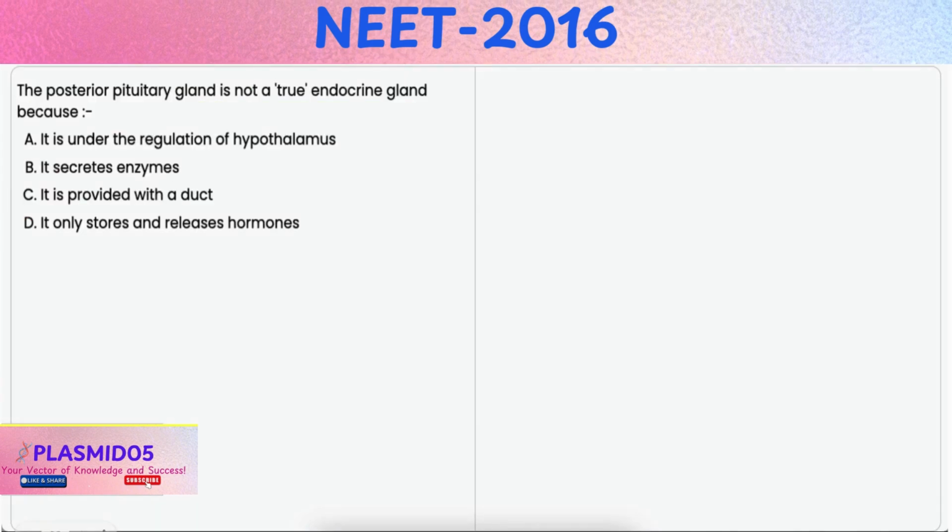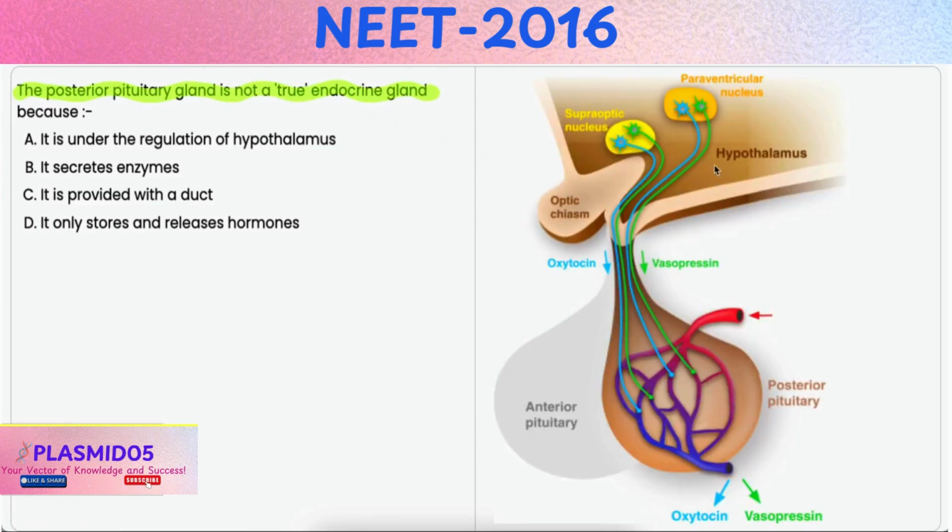In this question, you have to choose the option that depicts the reason as to why the posterior pituitary gland is not a true endocrine gland. Option A, it is under the regulation of hypothalamus. Now, it is true that posterior pituitary gland is regulated by the hypothalamus, but this does not make it not a true endocrine gland. Hence, it is incorrect. Option B, it secretes enzymes. It is also incorrect because it does not secrete any enzymes. Option C, it is provided with a duct. The posterior pituitary gland does not have a duct, so it is incorrect.